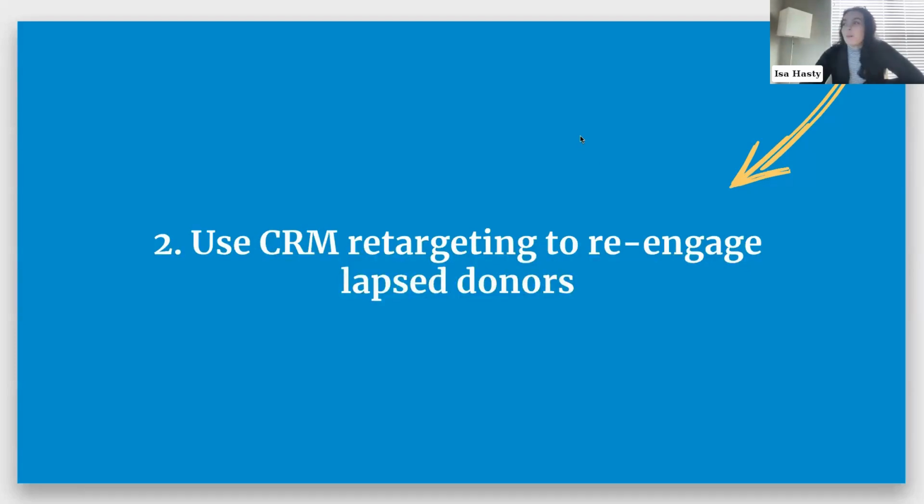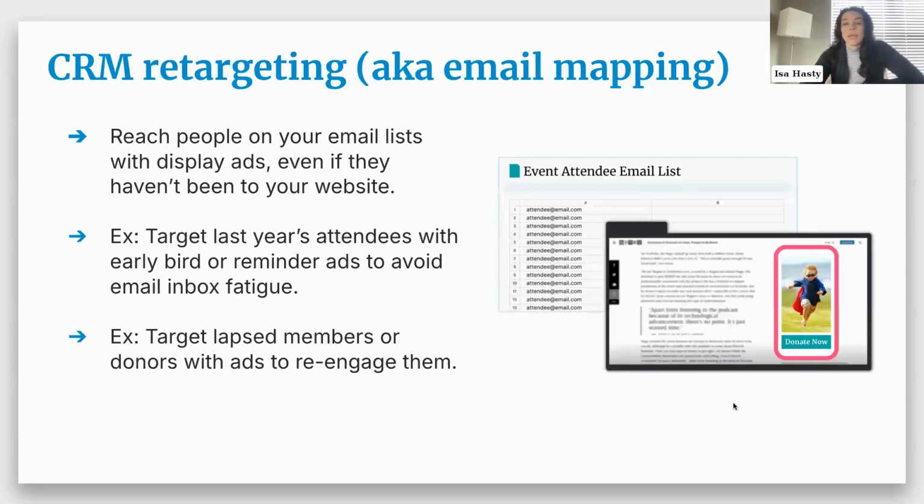Alrighty. So let's talk about a different digital advertising campaign type called CRM retargeting. This is a great way to get back on the radar of people who maybe have disengaged with you, but were once engaged and you have their email address. We call this email mapping in Feathr. So for any Feathr users here, that's the campaign type I'm talking about. I think it's more broadly known as CRM retargeting, so that might ring a bell.